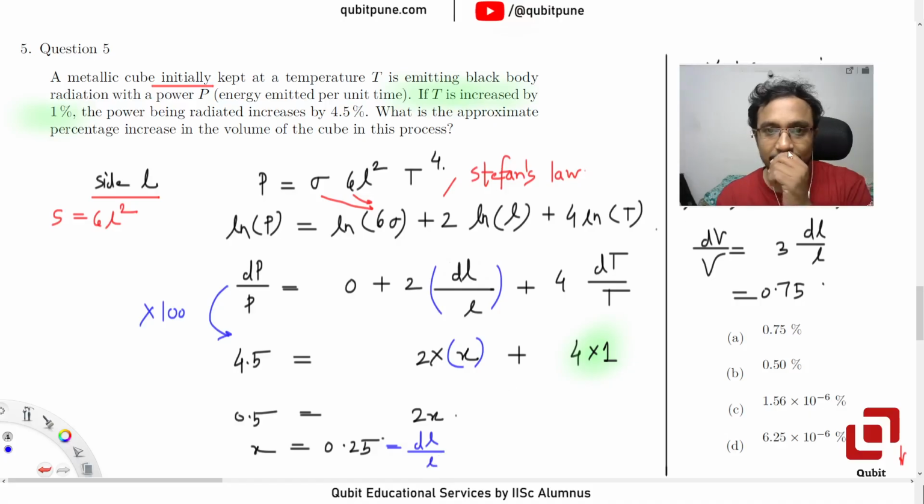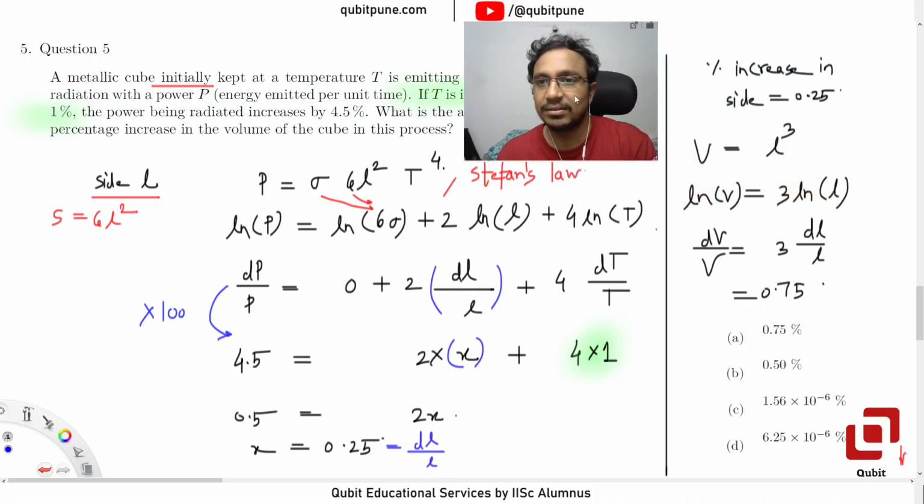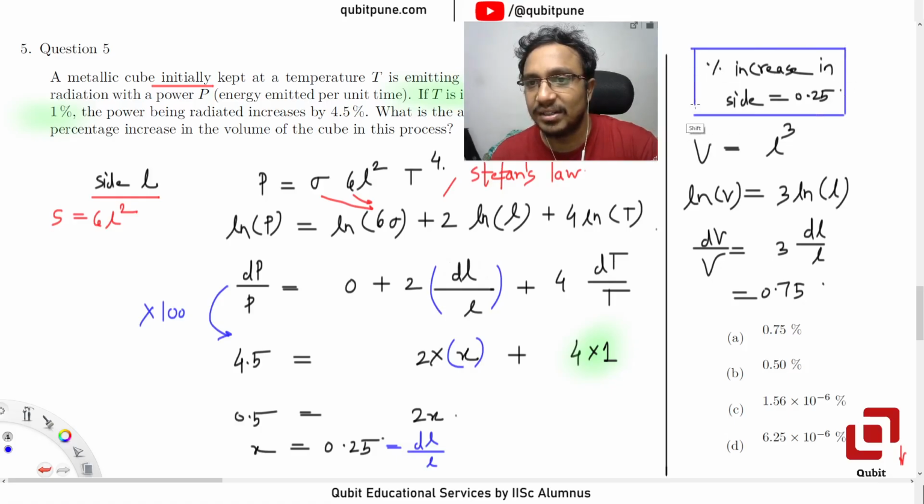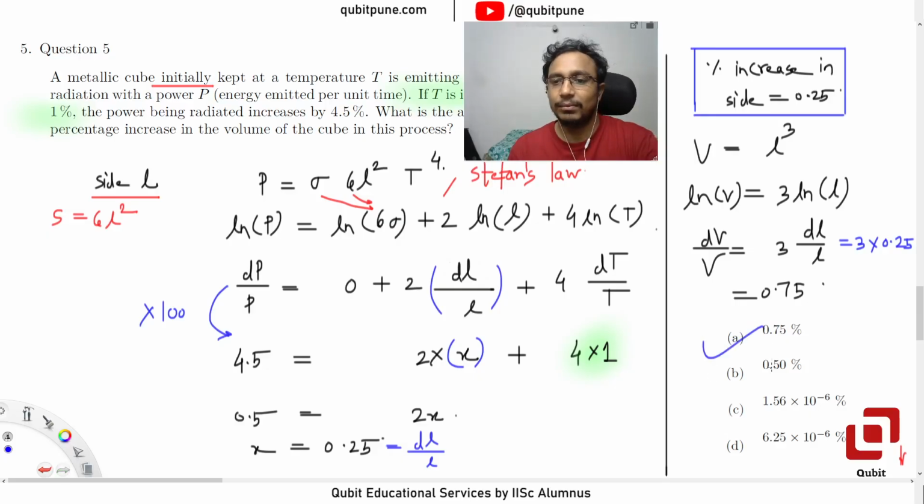And then once you get the percentage increase in the side, you extend it to volume. V equals L cube. ln V is 3 ln L. Take the same thing: dV by V is equal to 3 dL by L. 3 into 0.25, 0.75. That is how I got it. If you have used any other method, I'd be happy to know. ये किसी ने किया है क्या, problem solve?